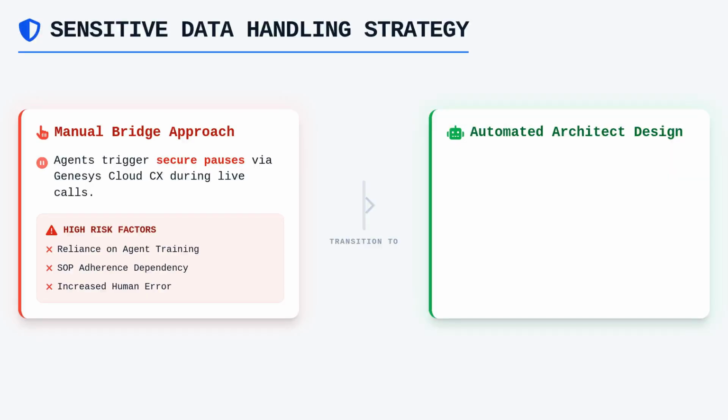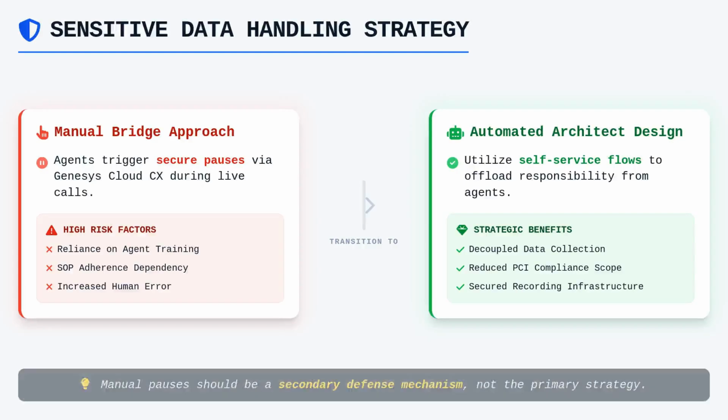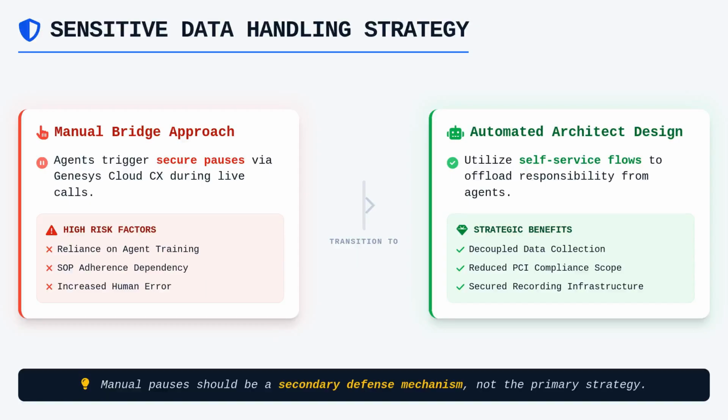Ideally, the architectural design should aim to offload this responsibility from the agent entirely by using self-service flows. By decoupling the collection of sensitive data from the agent's environment, we reduce the scope of PCI compliance for the agent's workstation and the associated recording infrastructure. If manual pauses are strictly necessary, they should be treated as a secondary defense mechanism rather than the primary strategy for managing sensitive data.